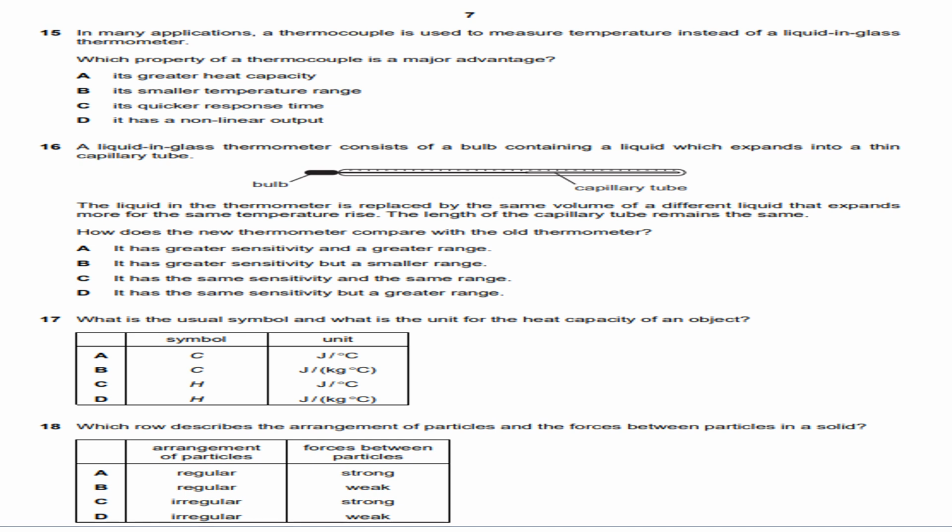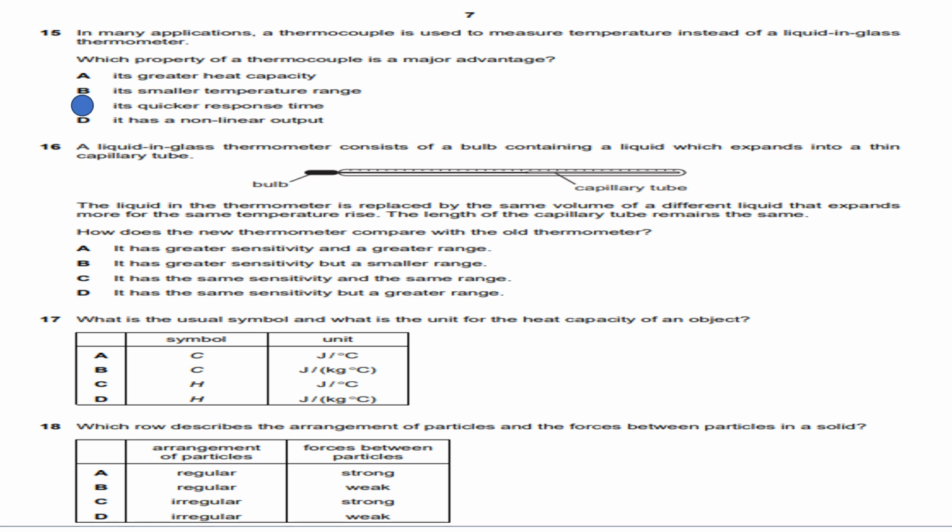In many applications, a thermocouple is used to measure temperature instead of a liquid in glass thermometer. Which property of a thermocouple is a major advantage? Its greater heat capacity, its smaller temperature range, its quick response time, it has non-linear output. Its quick response time.